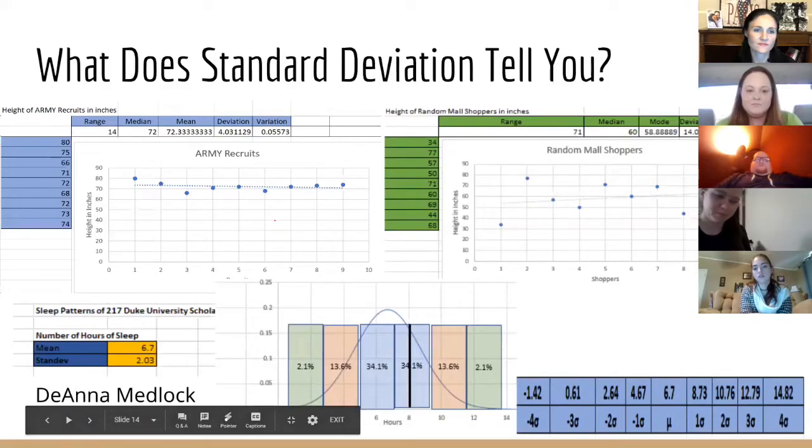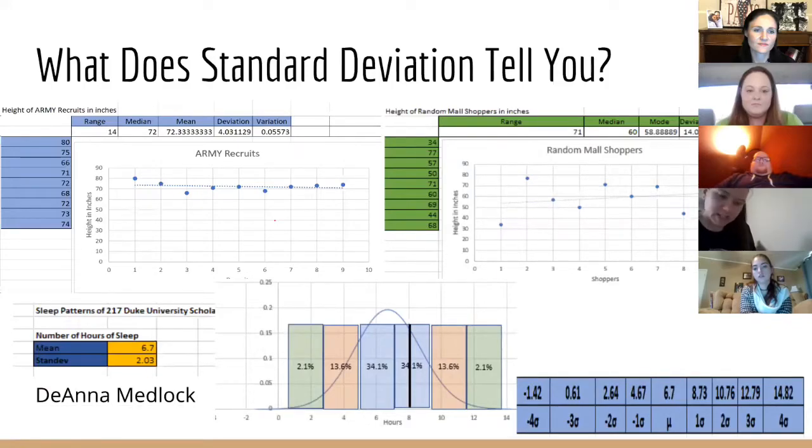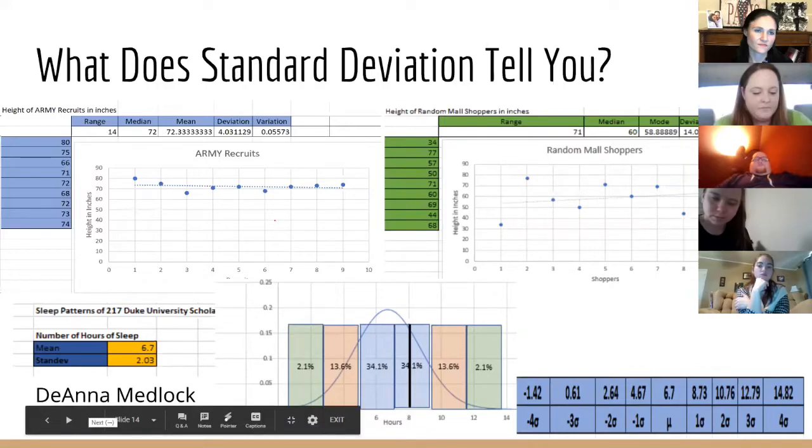What does standard deviation tell you? Standard deviation is the number used to tell how measurements for a group of data are spread out from the average mean or expected value. So in the different charts here, you can see that the deviation for the Army recruits was only about 4. So that was a low standard deviation. That just means that most of the numbers are near the average. And then when we look at the random mall shoppers, the standard deviation was 14. So that's a high standard deviation, and that just means that most of the numbers are spread out. Thank you, Deanna. Very interesting.